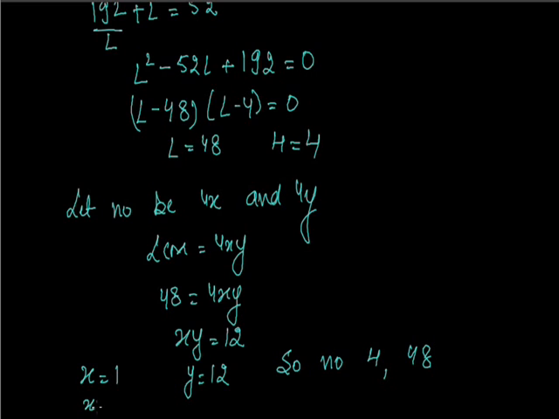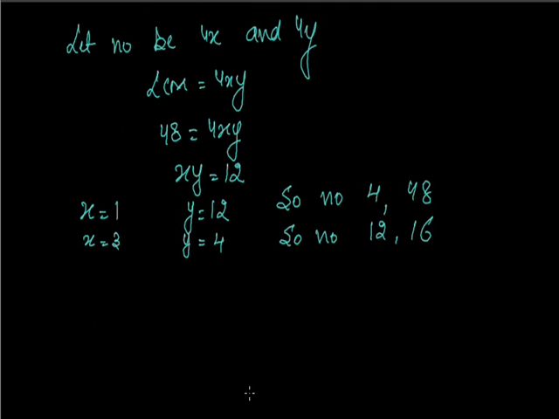And we take x equal to 3, then y equal to 4. Only two pairs of numbers are possible, so the numbers will be 12 and 16, since 4x is 4 into 3, and this is the number we get.